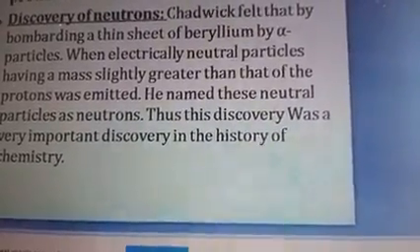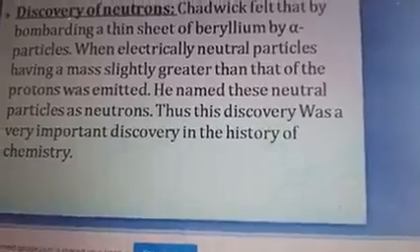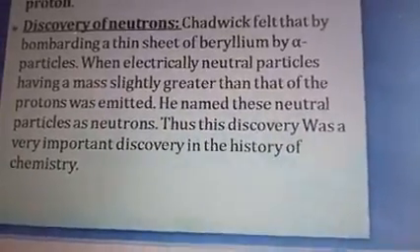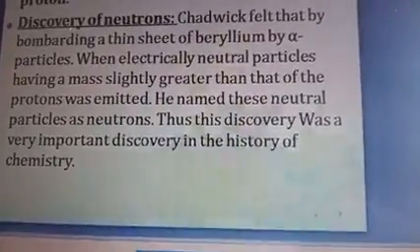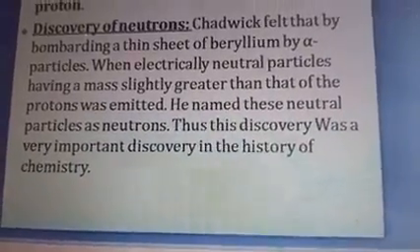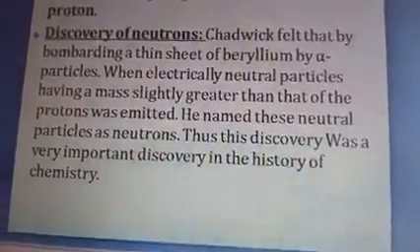So this shows that inside the atom we have three subatomic particles. The first is the electron, the second is the proton, and the third is the neutron. So how can we find out the electron, proton and neutron? You need to understand that history.